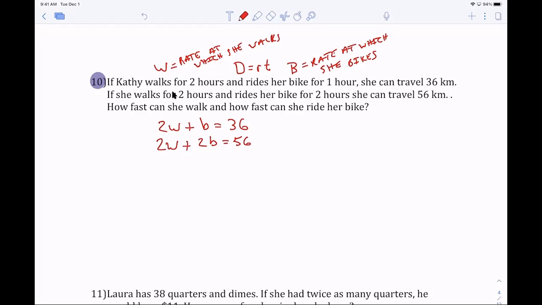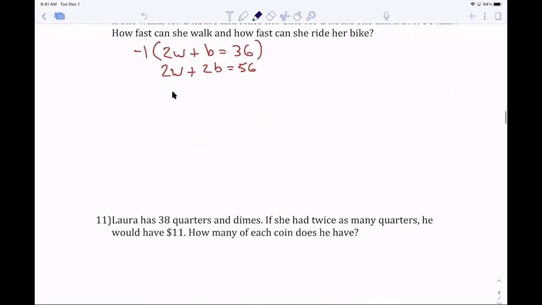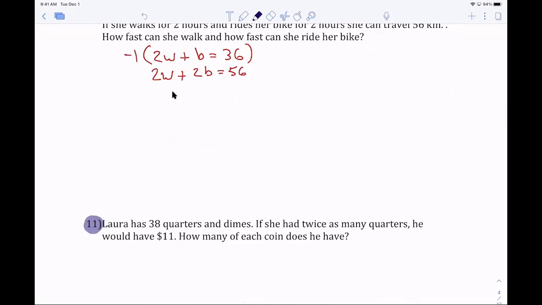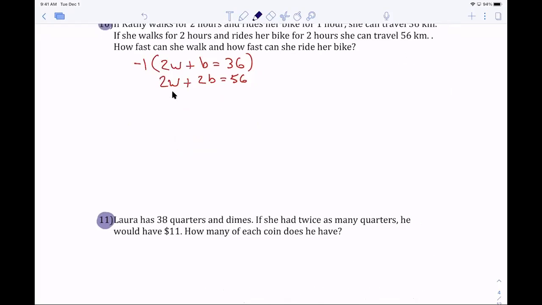All we have to do is multiply the top equation by what? Negative 1. Thank you very much. It doesn't matter whether it's the top or the bottom. Now, just because we're good, I'm going to go to number 11, and then you're going to go back and work on it.